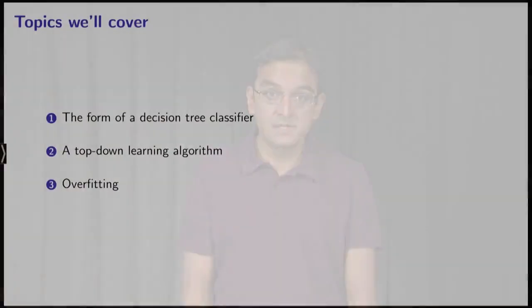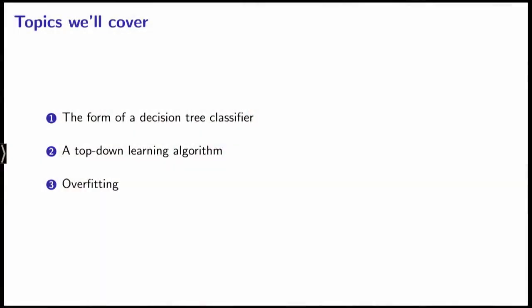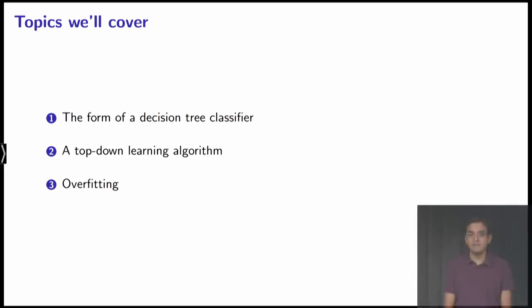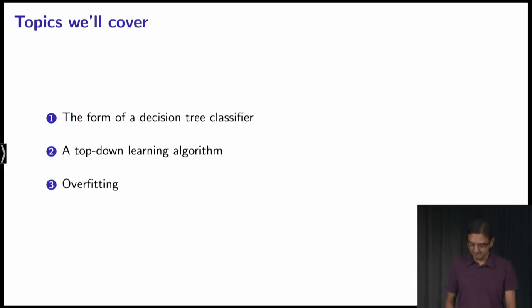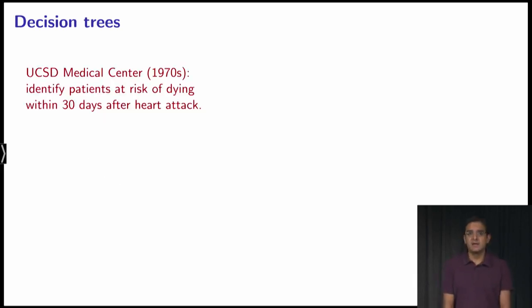Decision trees are flexible classifiers that are really easy to use and to understand. Today we'll see what they're all about. So we'll start by looking at the form of a decision tree, and then we'll see how these models can be learned. It'll turn out that a major issue is overfitting, and we'll spend some time discussing this and how it can be mitigated. So let's start with an example.